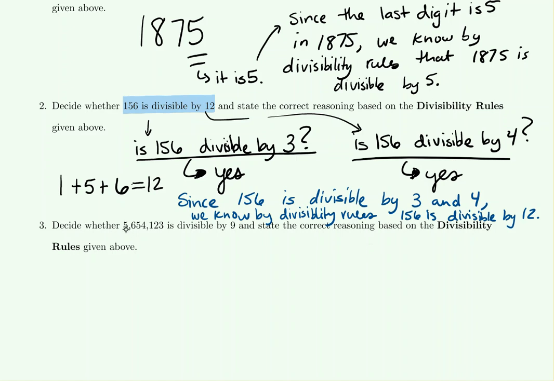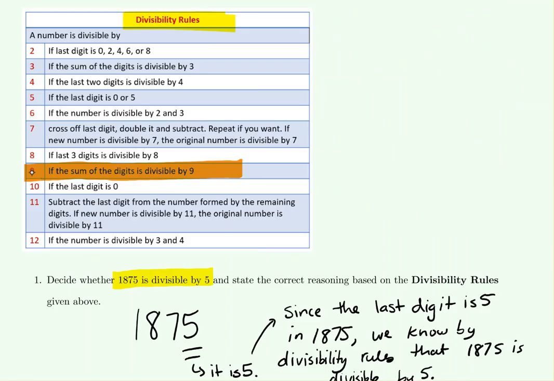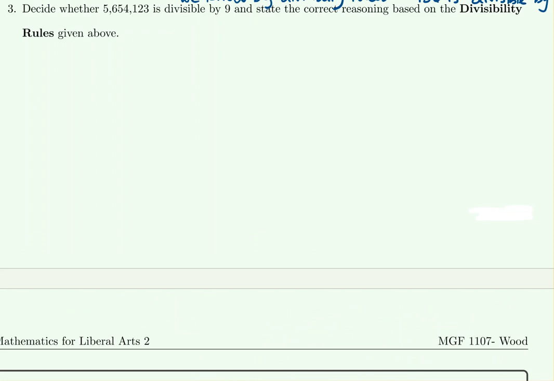Next, we're asked if 5,600,054,123 is divisible by 9. So let's reference the rules for divisibility by 9. The divisibility rule for 9 is that if the sum of the digits, so we have to add up all the digits, if when you add up all the digits together, the resulting number is divisible by 9, then the original number is divisible by 9. So we will take our number that we were asked to investigate, and based on the divisibility rule for 9, we are going to add up all the digits, verifying in our calculator to get a new number to consider.